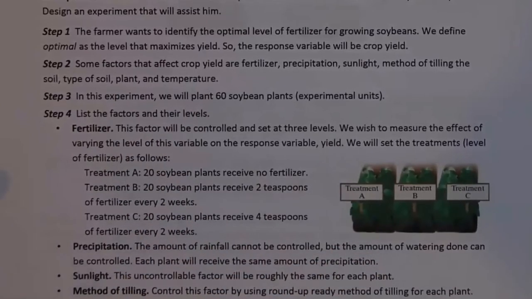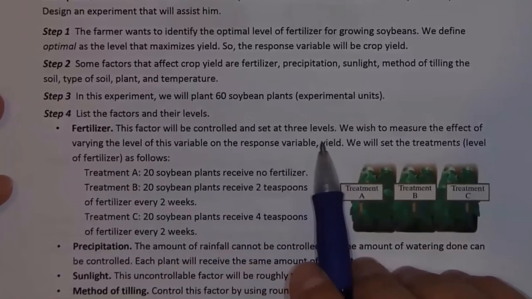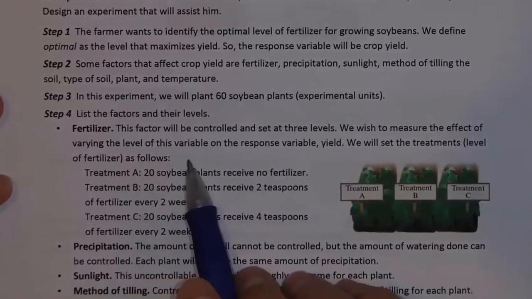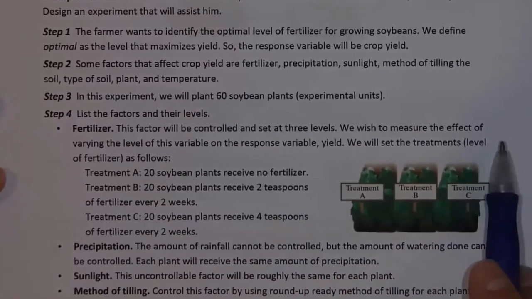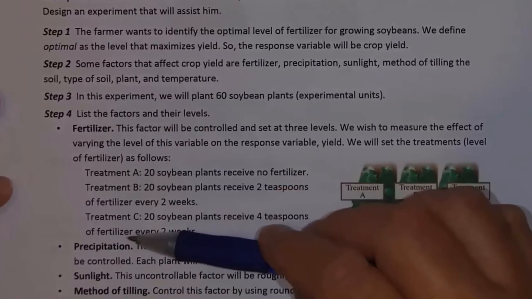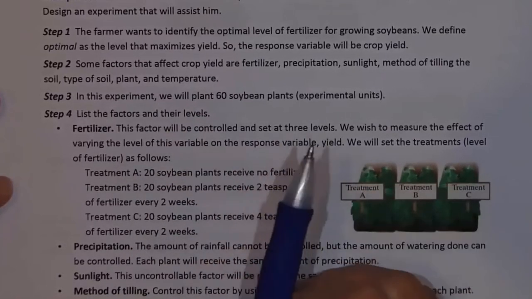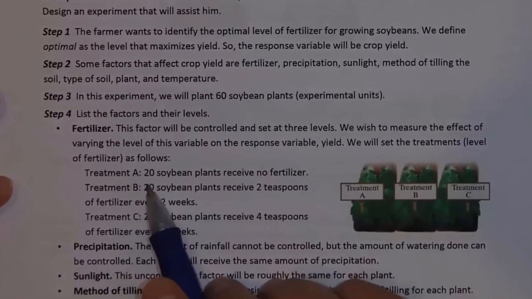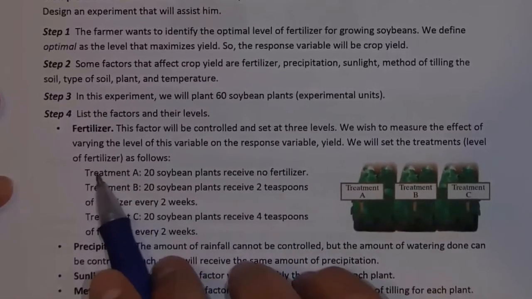Well, fertilizer. This factor is going to be controlled, and it's going to be controlled at 3 levels. We wish to measure the effect of varying the level of this variable on the response variable, the yield. We will set the treatment, the level of fertilizer, as follows. Again, we're going to vary the amount of fertilizer on different segments of our sample. In this case, we're going to have 3 treatments, so to speak. Treatment A, we're going to have 20 soybean plants that receive no fertilizer. So that's going to be the control group.